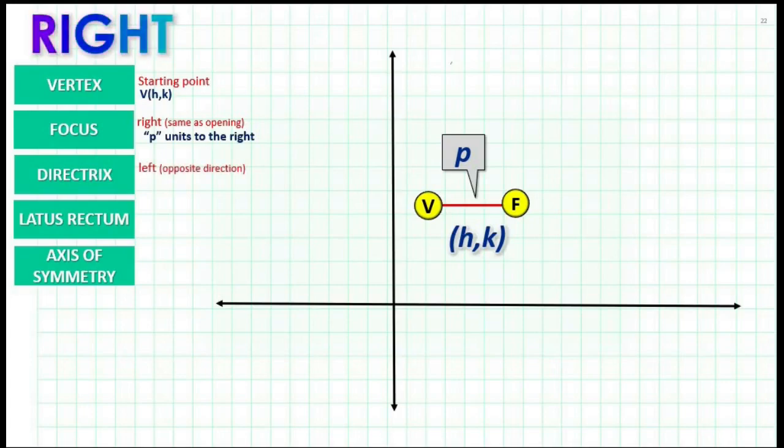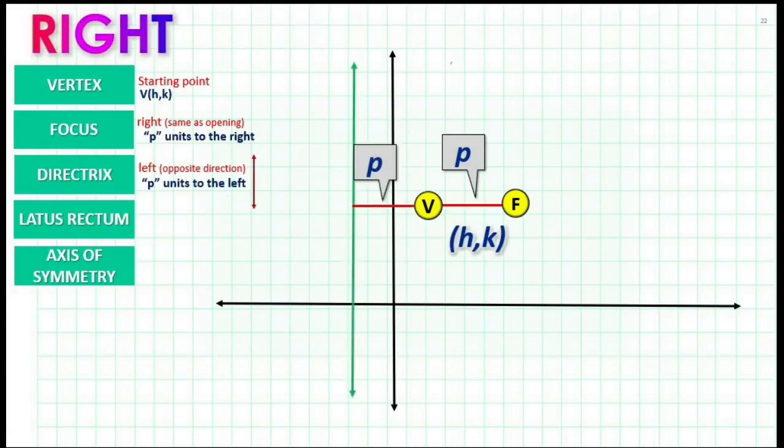So since it's a parabola that opens to the right, in graphing the directrix, we now move P units to the left. And this time, for a parabola that opens to the right, the directrix is not a horizontal line anymore, but rather a vertical line. So the green line here represents the directrix.